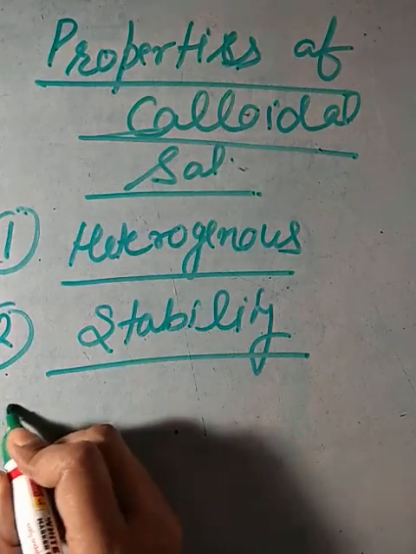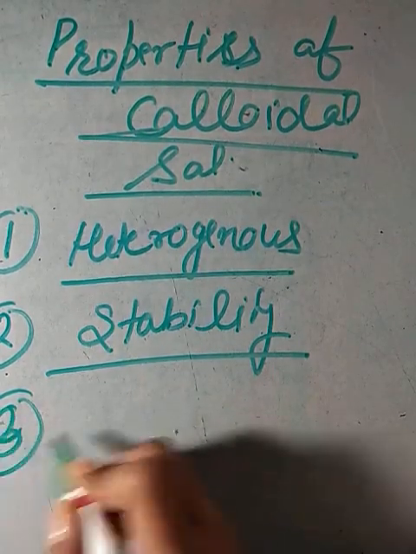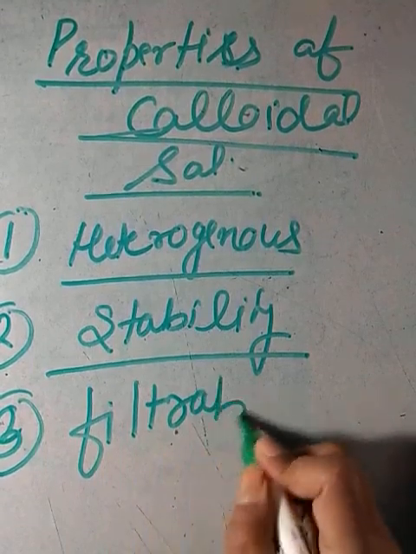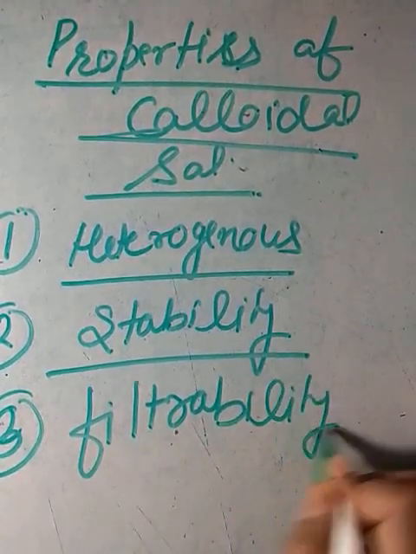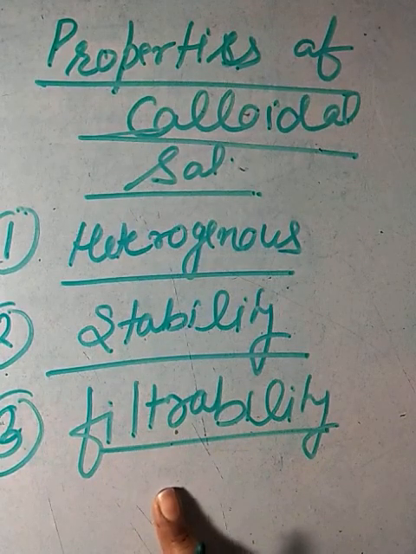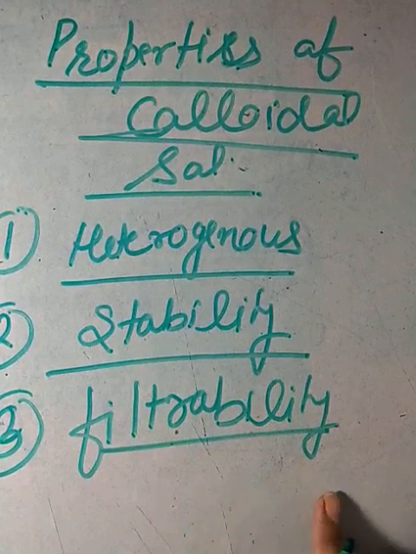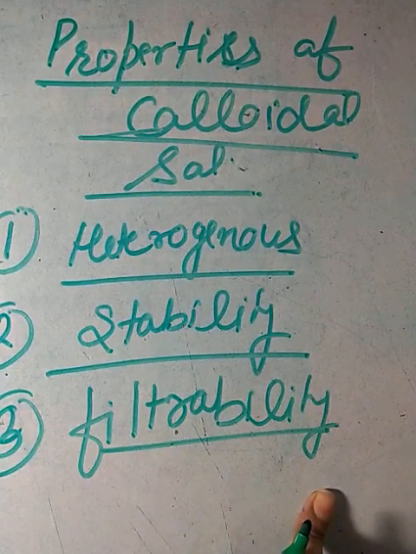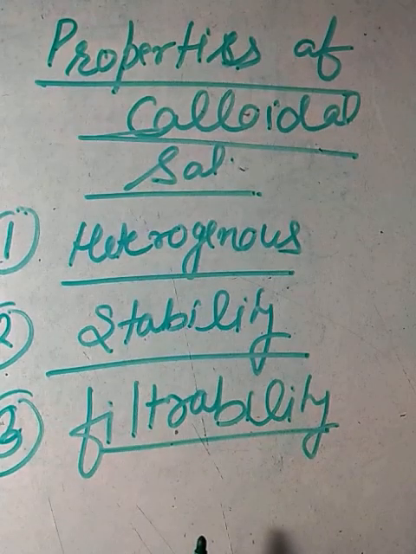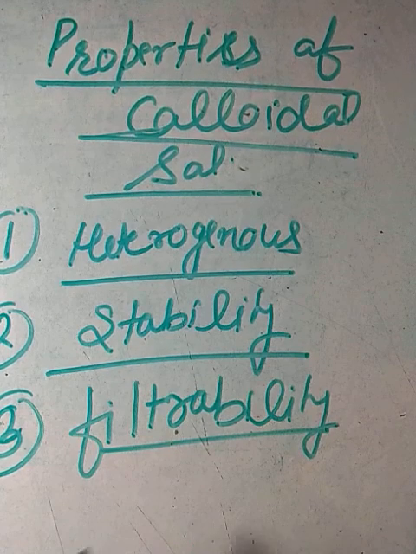The next is called filtrability. We have already discussed that the colloidal particles can be filtered through the ordinary filter paper, but animal membrane or parchment paper does not allow the colloidal particles to pass through it. And actually these are the methods used for the purification of the colloidal solution. So these are the properties.